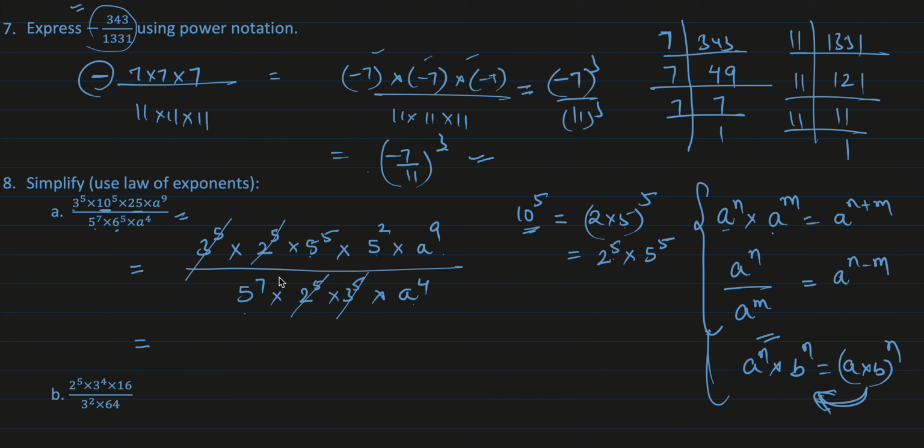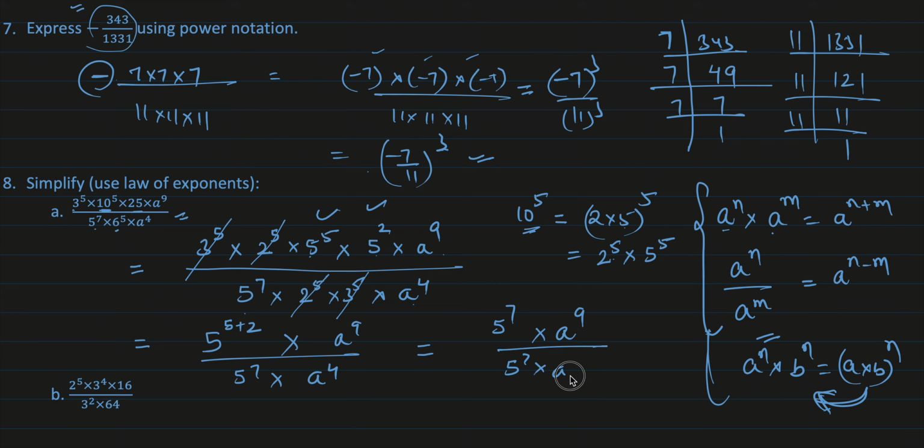So the base is the same, so what will I do? I'll just add these two powers. In the numerator first I'll do this, and this, a^4. Now what is left? 5^7 into a^9 by 5^7 into a^4. So you cancel it out. Now a, base same in both, and the powers are different, division is there, so I'll just subtract it. So a^5 is your answer.